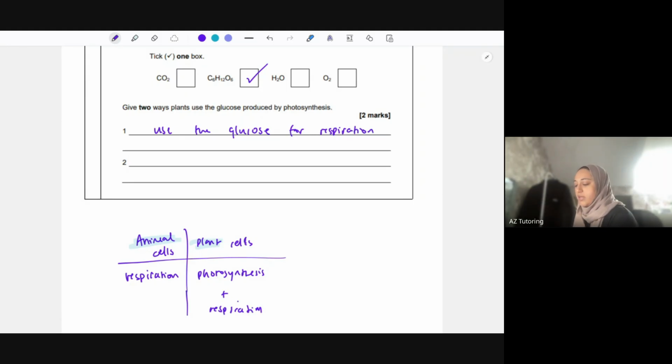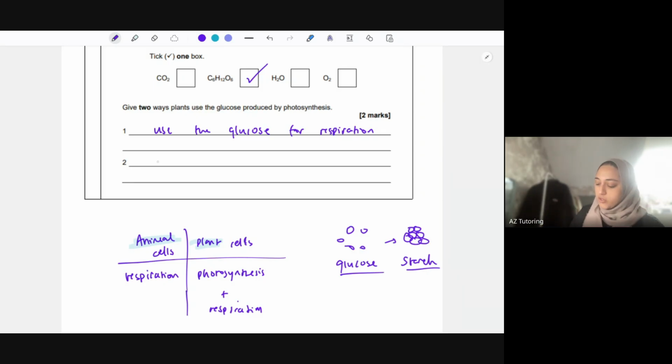You could also say that the glucose is converted to starch and stored away. So remember, glucose is quite a small molecule, and if you put loads of glucose together, that ends up forming a big molecule called starch. So we can go the opposite way around as well: putting loads of glucose together essentially forms starch. So you could convert it to starch and store it away.